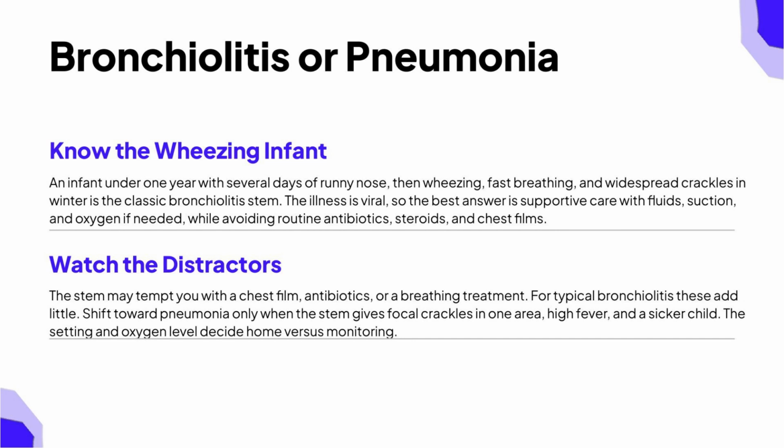Now watch the distractors. The stem will often tempt you with a chest film, with antibiotics, or with a breathing treatment, and for typical bronchiolitis, these add very little. You only shift your thinking toward pneumonia when the stem gives you focal crackles in one area, a high fever, and a sicker-looking child. Finally, let the setting and the oxygen level tell you whether this infant can go home or needs to stay for monitoring.